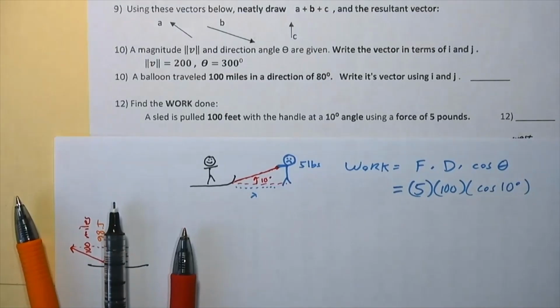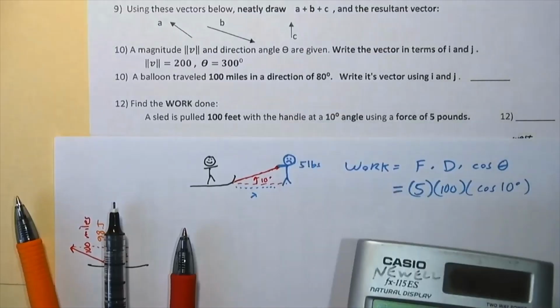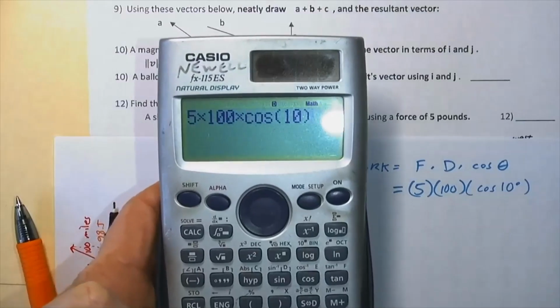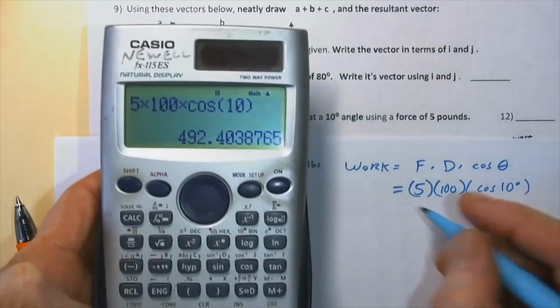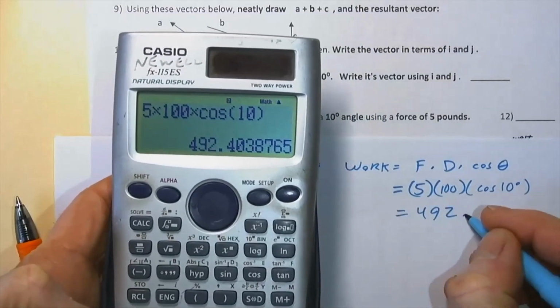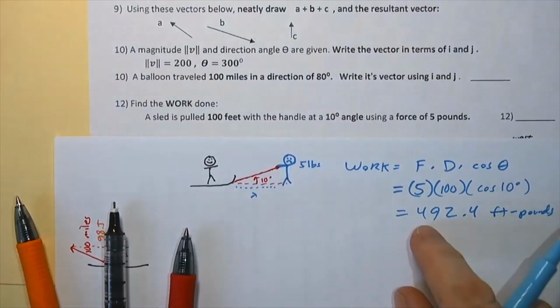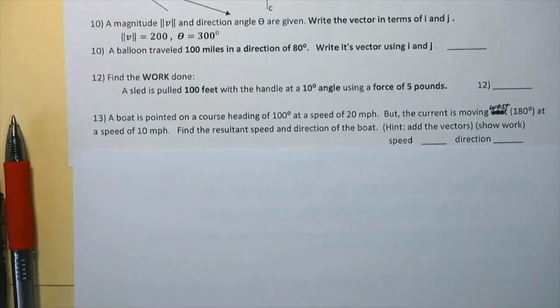Punch it all in the calculator. So 5 times 100 times cosine of 10. And, well, that's 500. 492. You were pretty efficient, weren't you? 492.4 foot-pounds. That's how much work you did. It's kind of like you moved 492 pounds a foot, if you think about it. Kind of makes sense. If you lifted a 10-pound weight 3 times, isn't it kind of like moving 30 pounds?